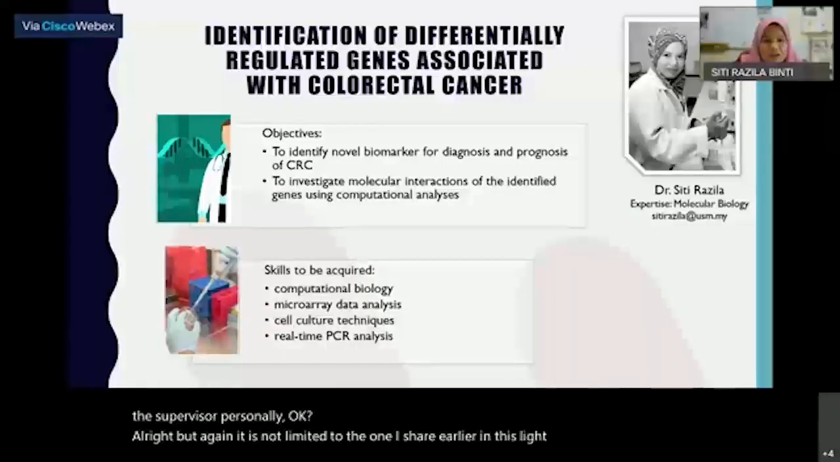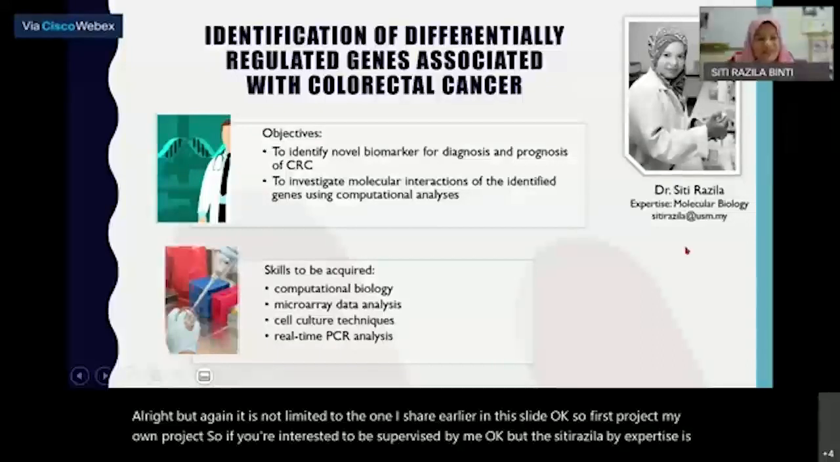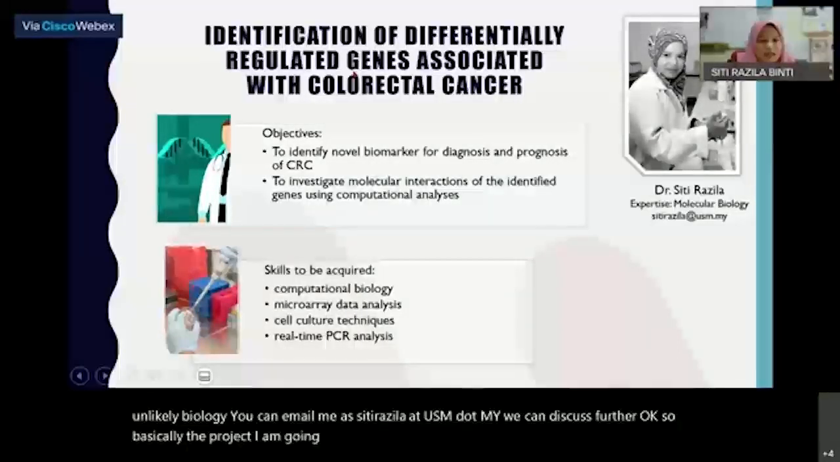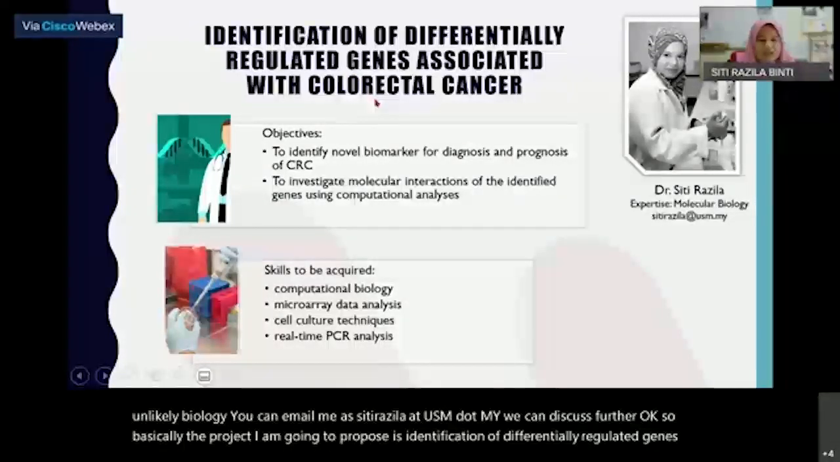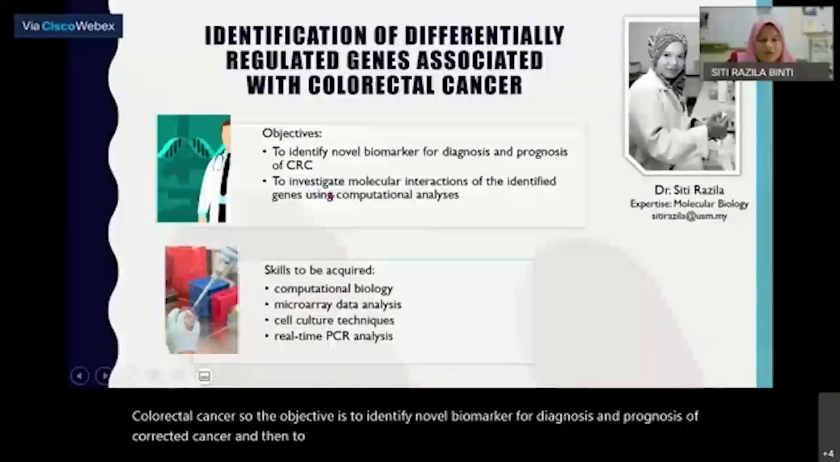So the first project, my own project. If you're interested to be supervised by me, Dr. Siti Razila, my expertise is on molecular biology. You can email me at sitirazila@usm.my. We can discuss further. So basically the project I am going to propose is identification of differentially regulated genes associated with colorectal cancer. The objective is to identify novel biomarkers for diagnosis and prognosis of colorectal cancer, and then to investigate molecular interactions of the identified genes using computational analysis.